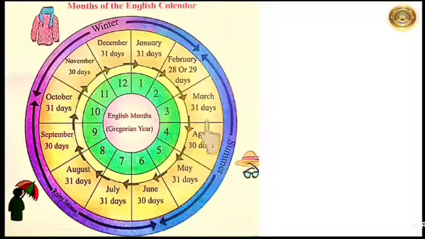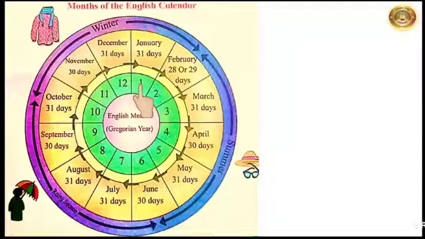Here, this wheel shows us the 12 months of the year of the English calendar, or we can call them English months. In other words, it is called the Gregorian year. We have here 1, 2, 3 numbers like that till 12. Here we have 12 months that make one whole year. From that, we will start.